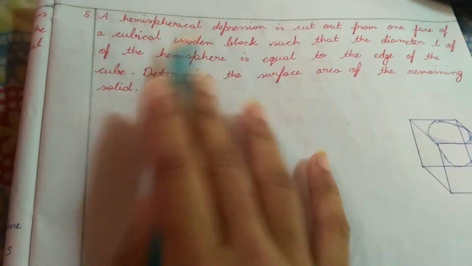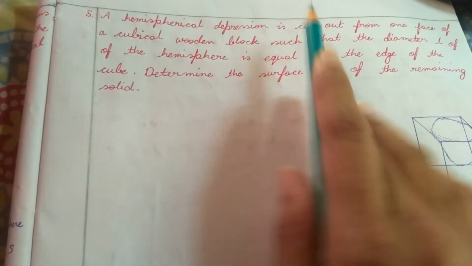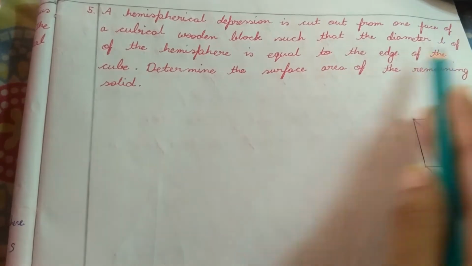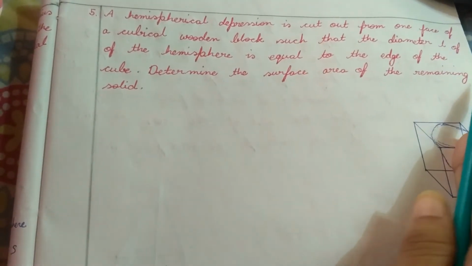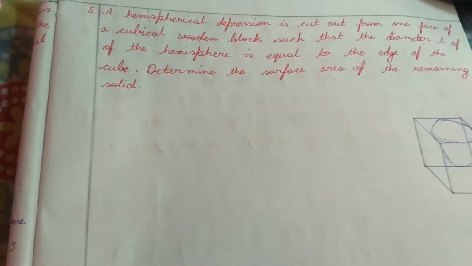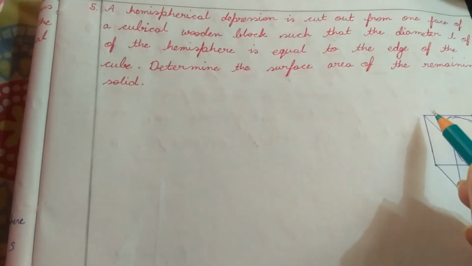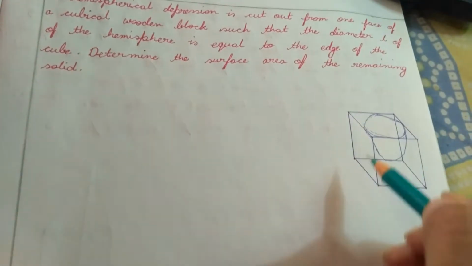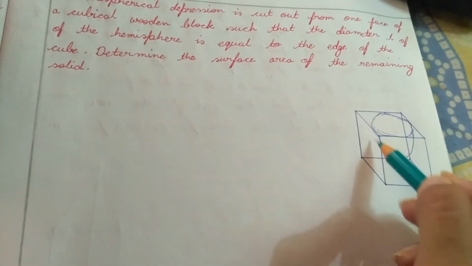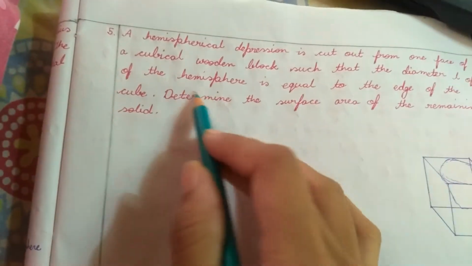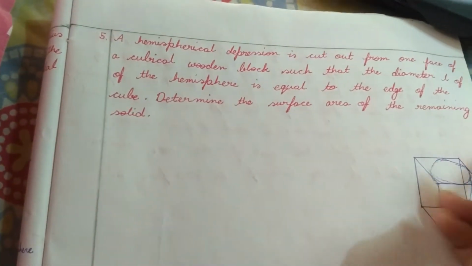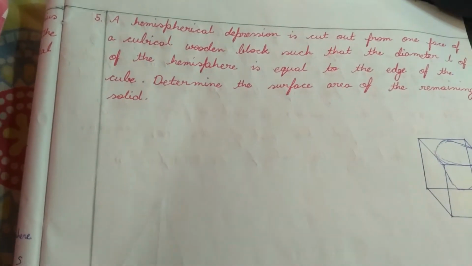This is question number 5. A hemispherical depression is cut out from one of the cubical wooden blocks such that the diameter L of the hemisphere is equal to the edge of the cube. Let's suppose this is a cubical block and this is the hemisphere we have cut out. So, they said the diameter is equal to the edge of the cube.